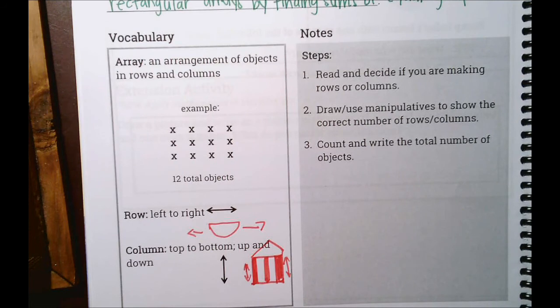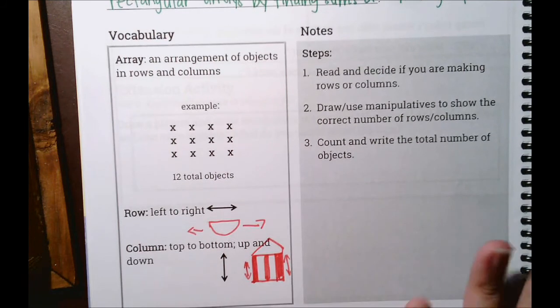If you do happen to have things at home that you can use, like counters, beans, beads, things like that, you can use those, but I still need to be able to see it so I can give you a grade because we're not in person. I would much rather you draw. So maybe you can do both if you want to or if you really need to. Okay. Step number 3 is count and write the total number of objects. All right. So let's get started.